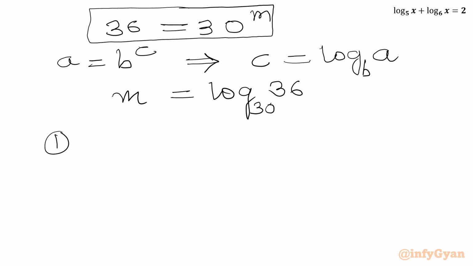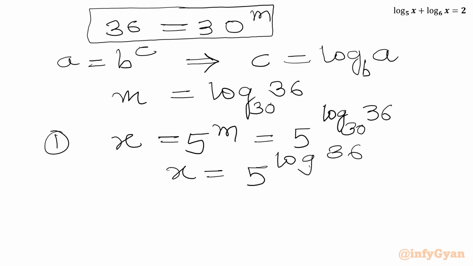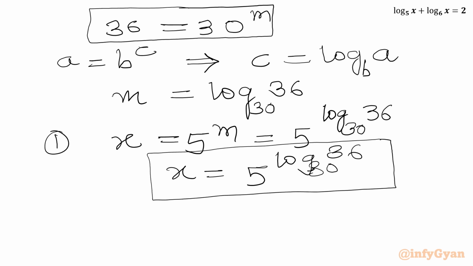Now our equation number 1 was x equal to 5 power m. So I can write the value of m as log 36 with base 30. Now this is our answer if we want to write in terms of exponents and log: 5 raised to the power log 36 base 30. And using a calculator, if we want to calculate log 36 base 30, then this value is 1.0536.